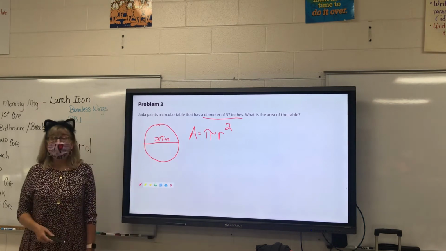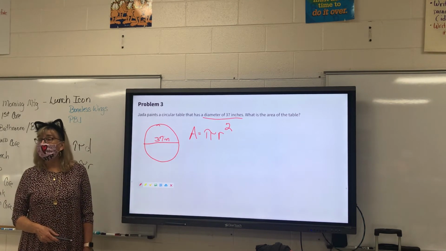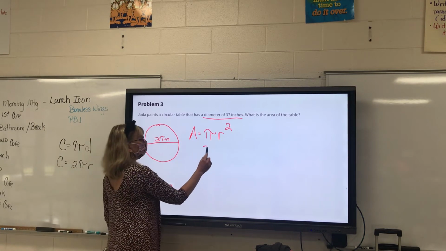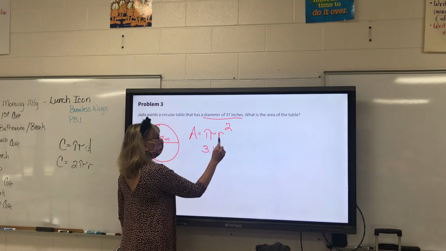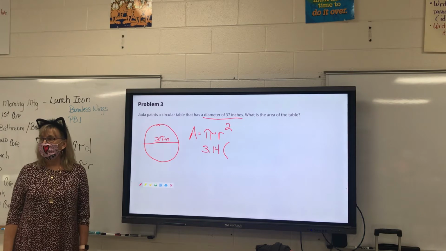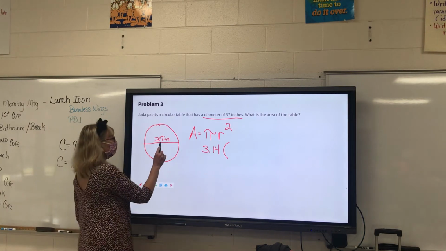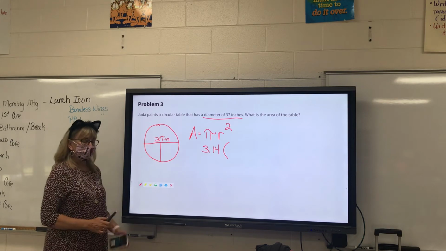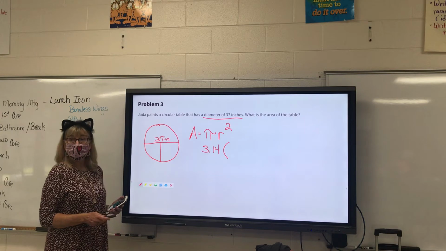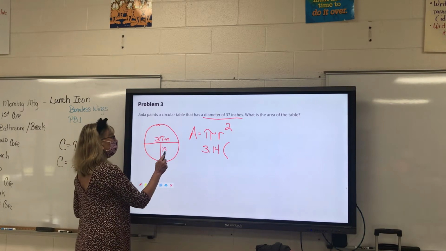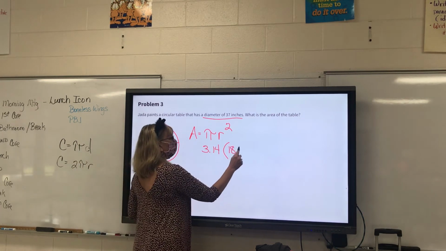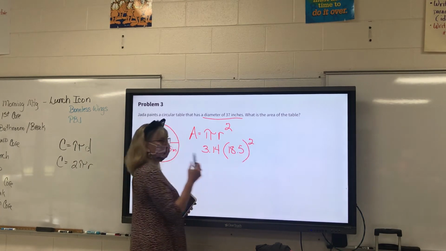I would suggest that you always write the formula down. You'll start to learn it if you write it down every time. All right, so we know pi is 3.14. Well, now it's saying I need the radius, but I'm looking at this. Do I have a radius or do I have a diameter? Diameter. So I need to figure out the radius. How do I figure out the radius if I'm given the diameter? Divide the diameter by 2. Okay, so my radius is 18.5. So that's what I'm going to plug into my formula and square it.